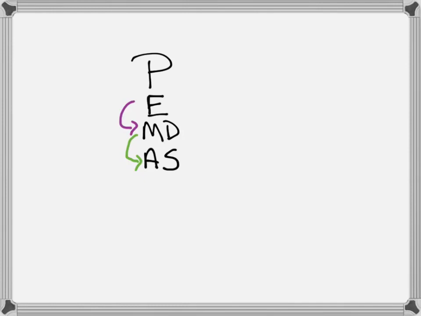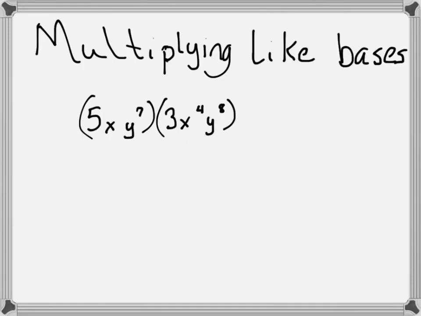And when you have bases being divided with the same base, like base, you would subtract the exponents. Multiplying exponential problems with like bases. If there is a coefficient, you multiply the coefficient just like you would multiply any other two numbers. So 5 times 3 is 15.